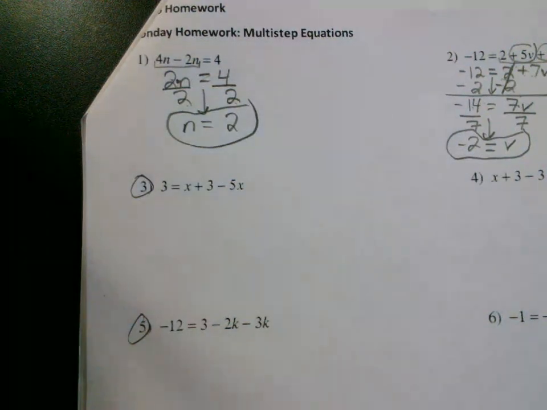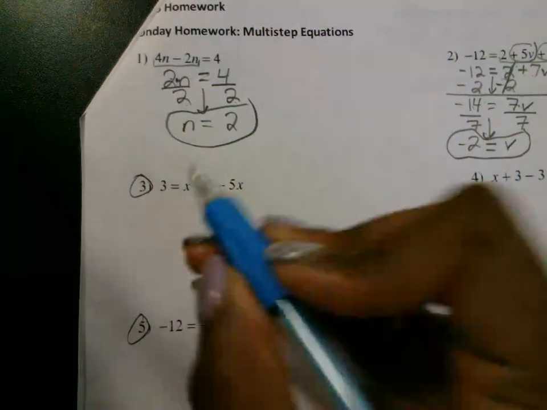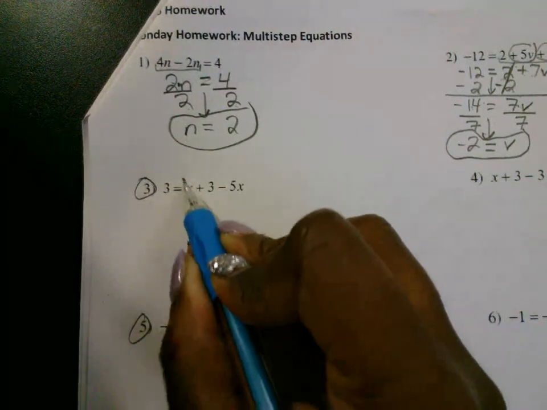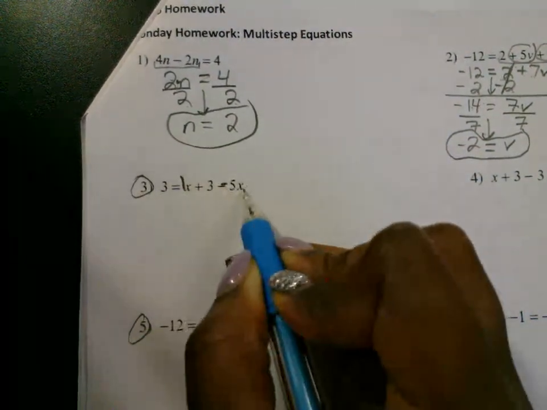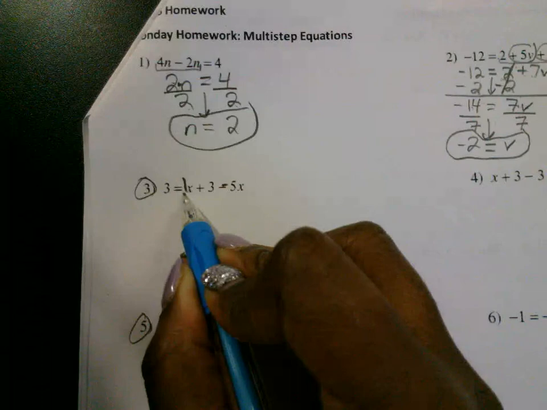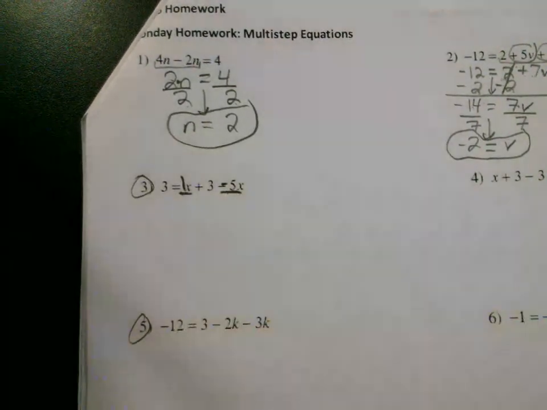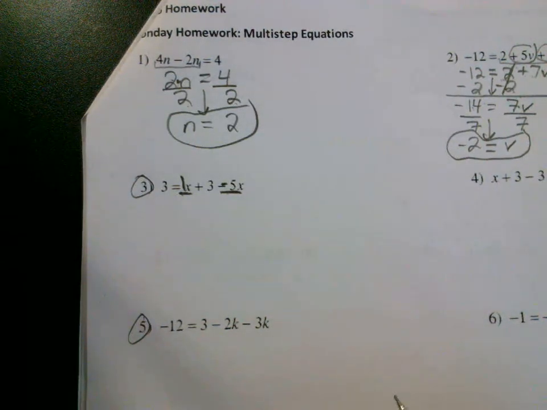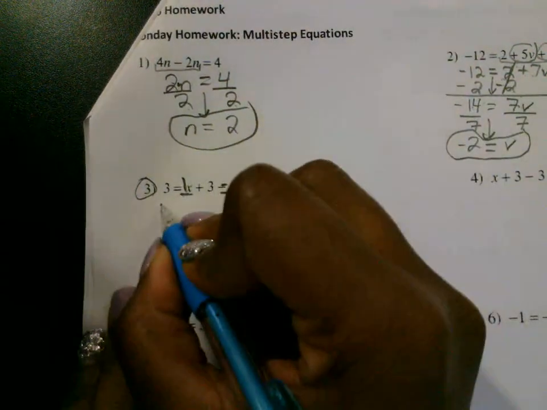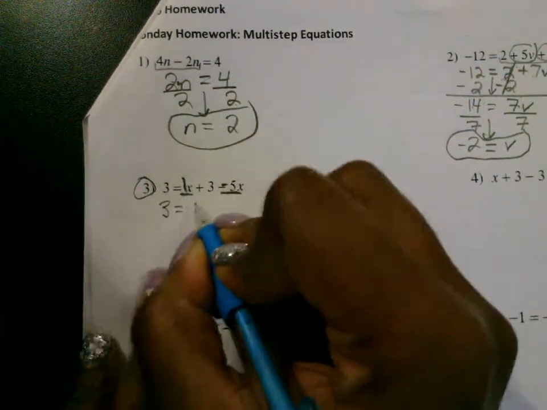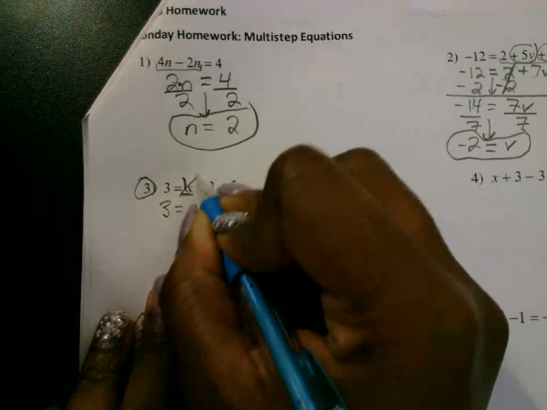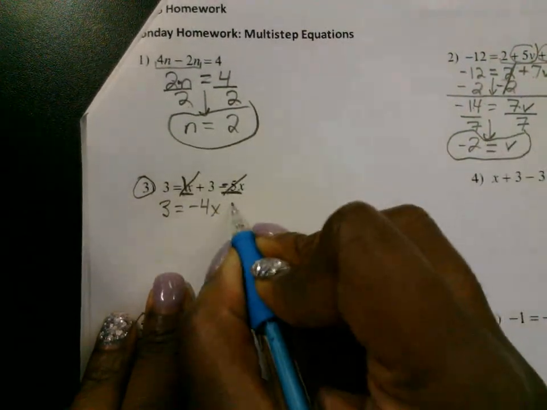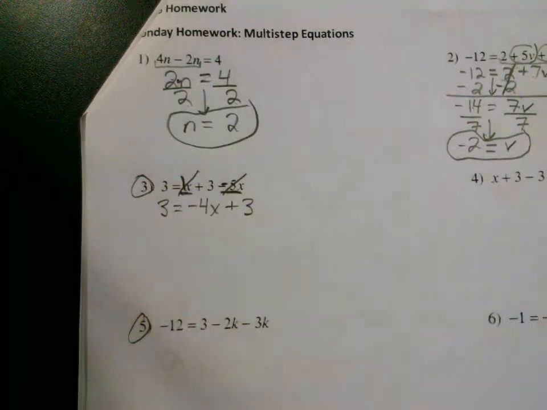All right, so you combine like terms here. The like terms are the 1x and the minus 5x. What is 1x minus 5x? That is negative 4x. So we got 3 is equal to a negative 4x, and I'm going to bring down the plus 3. So combine like terms first.